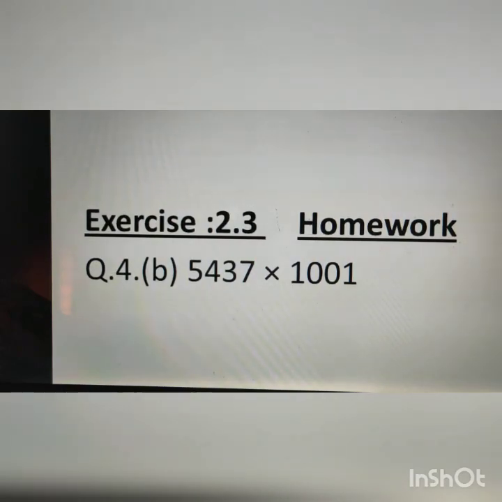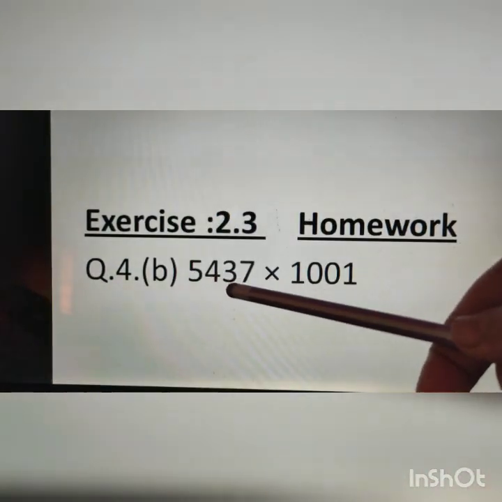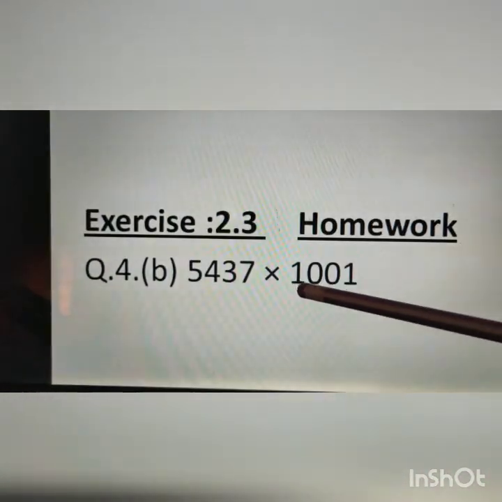Today's homework, NCERT textbook, chapter number 2, exercise 2.3, fourth question, B, 5437 multiplied by 1001.